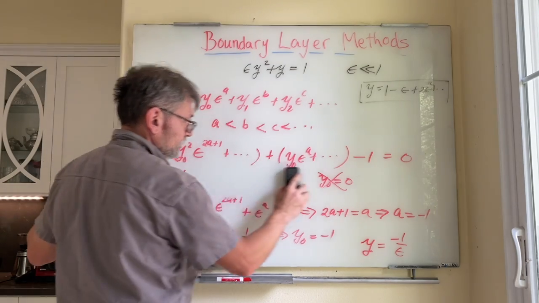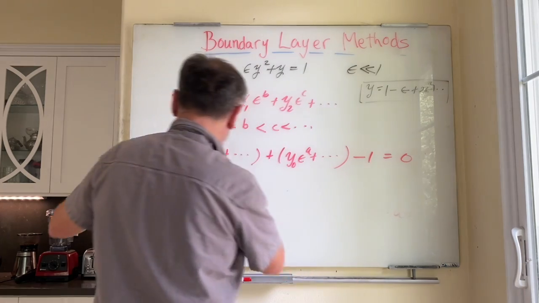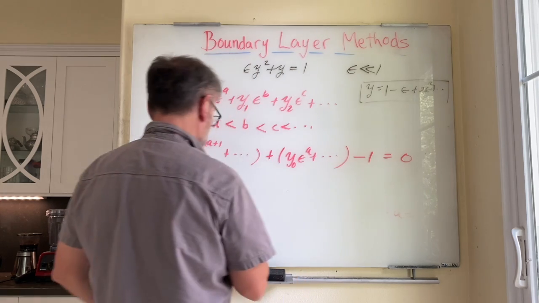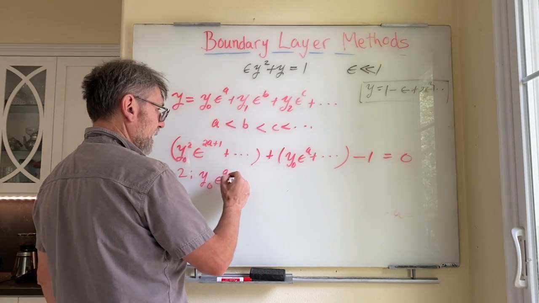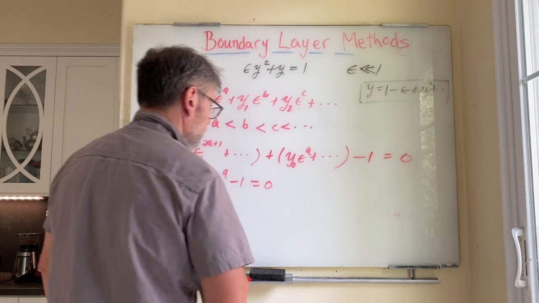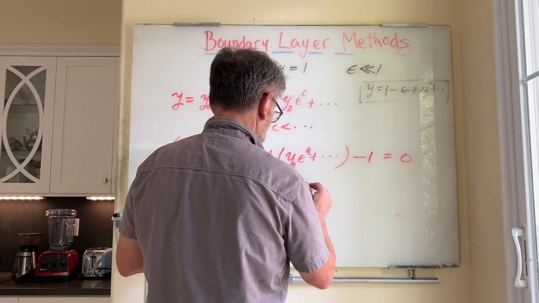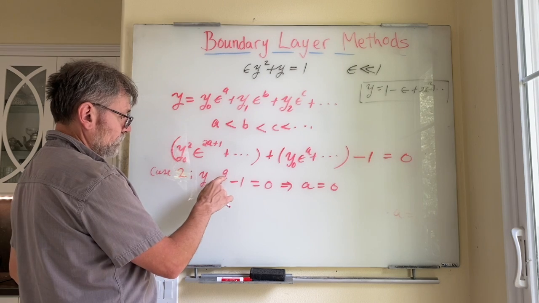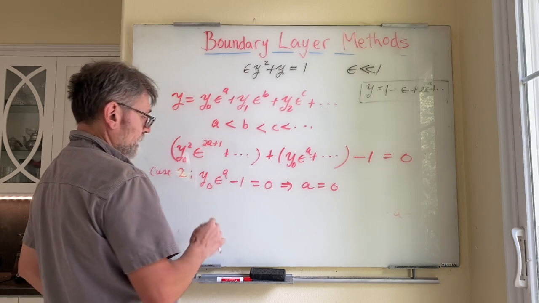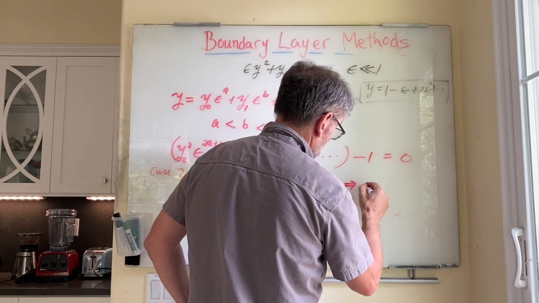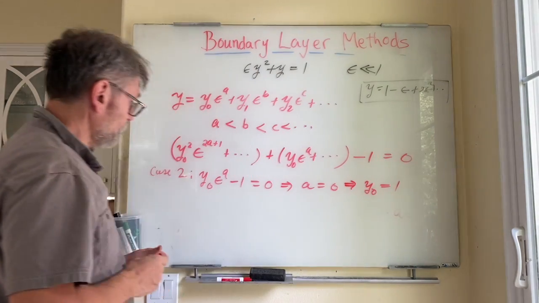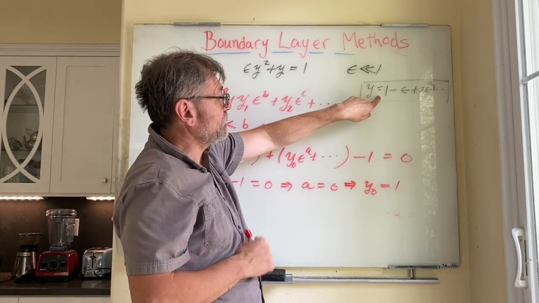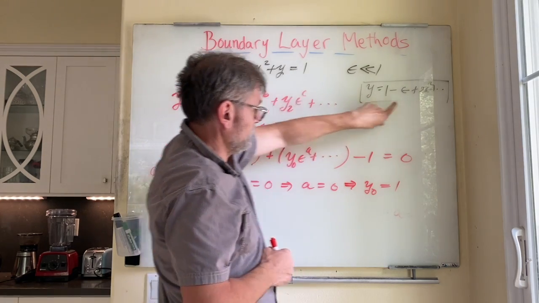Case 2. Case 2, let's assume that the dominant balance is these two terms, right? Then in that case, we have y naught epsilon to the a minus 1 equals 0, which would mean that a is equal to 0, right? So if this is going to be a valid equation for all epsilons, the a has to go to 0, so it becomes y naught equals 1, and that gives us y naught equals 1. And in that case, when we balance these two terms, we get back the original regular perturbation series that we just got from the previous analysis.